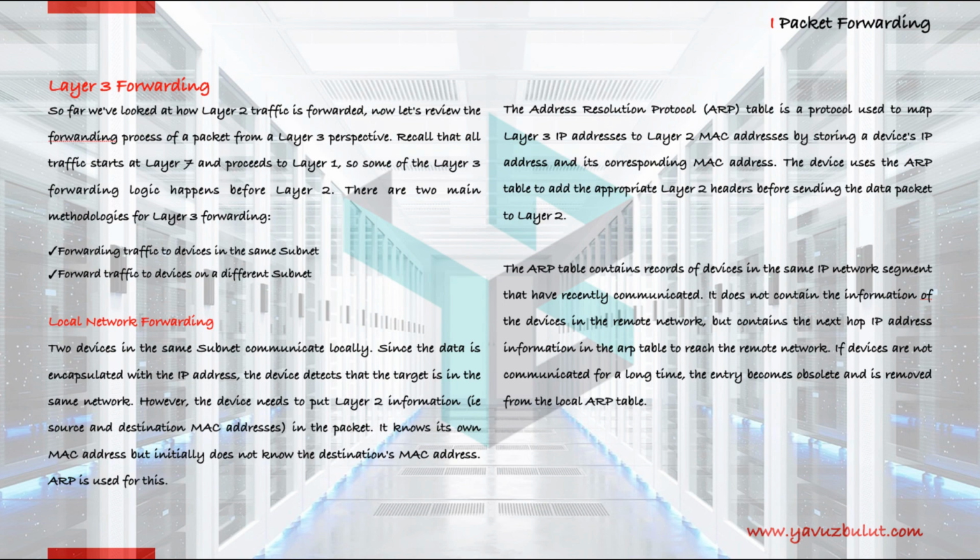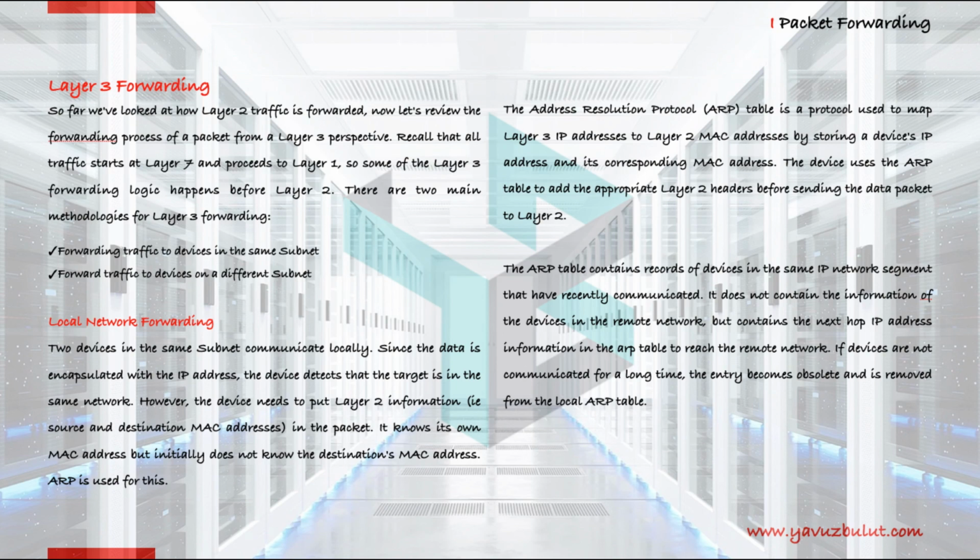Two devices in the same subnet communicate locally. Because the data is encapsulated by IP address, the device detects that the target is on the same network, but the device needs to place the source and destination MAC address information in the packet. It knows its own MAC address but does not initially know the MAC address of the target, for which ARP is used. Let's remember what ARP was for.